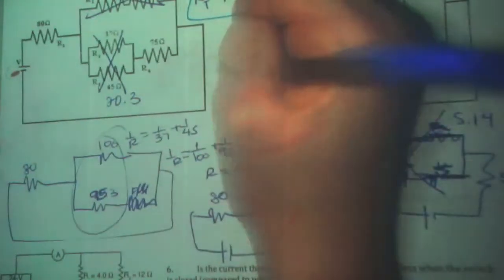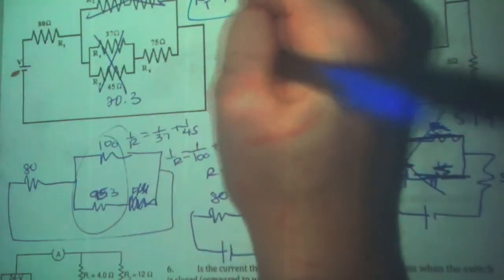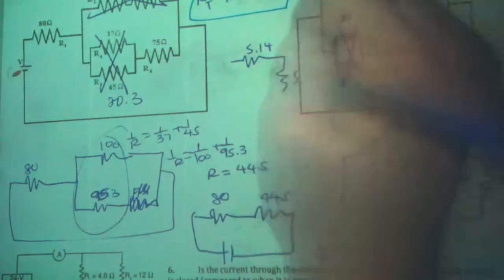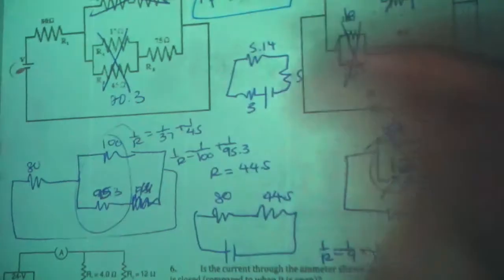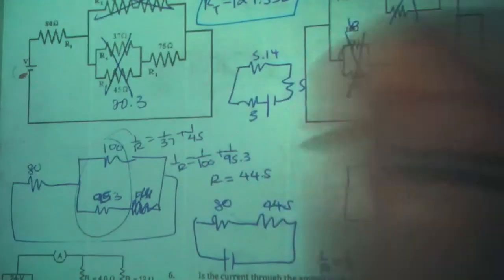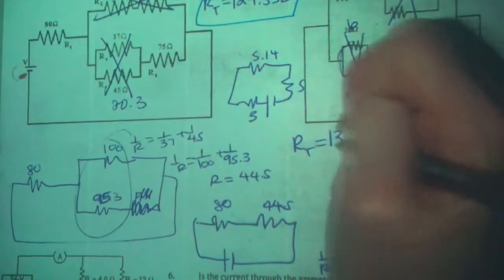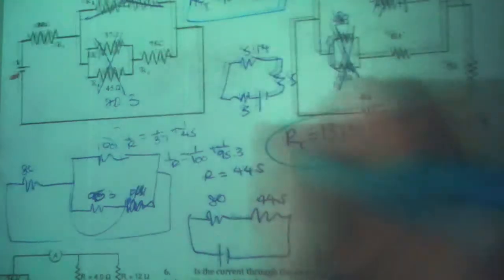I'll just redraw it over here. So now on top is 5.14. I still have the 5 ohm right here, connected to a battery, and then a 3 ohm right here. Now they're all in series, so I add them all up, and that's going to give me a total resistance of 13.14 ohms.